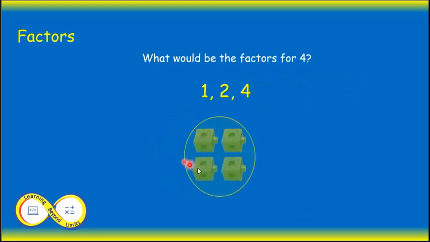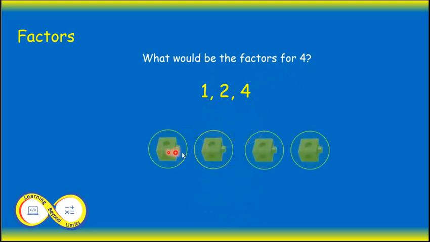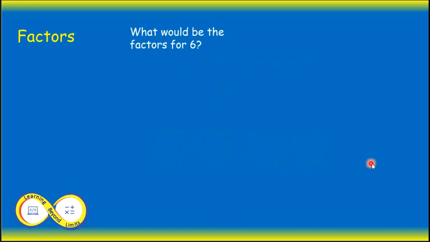We group 4 into one group of 4, so 4 is a factor of 4. And here we go, 2 here, 2 is a factor of 4, and groups of 1s, 1 is a factor of 4. Let's look at this question.